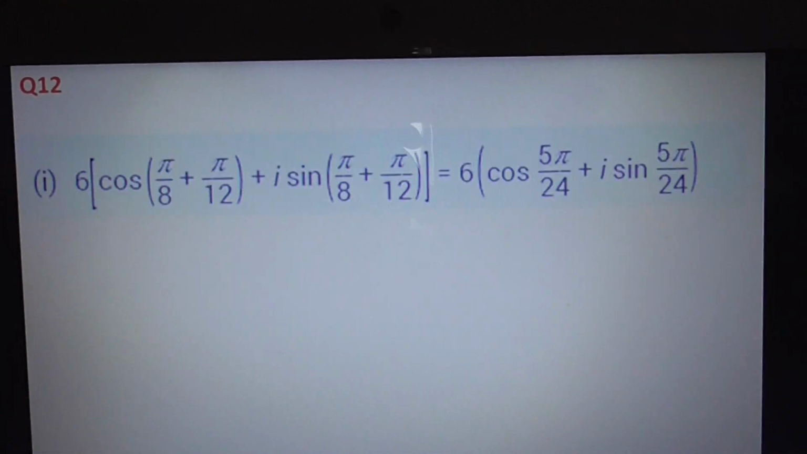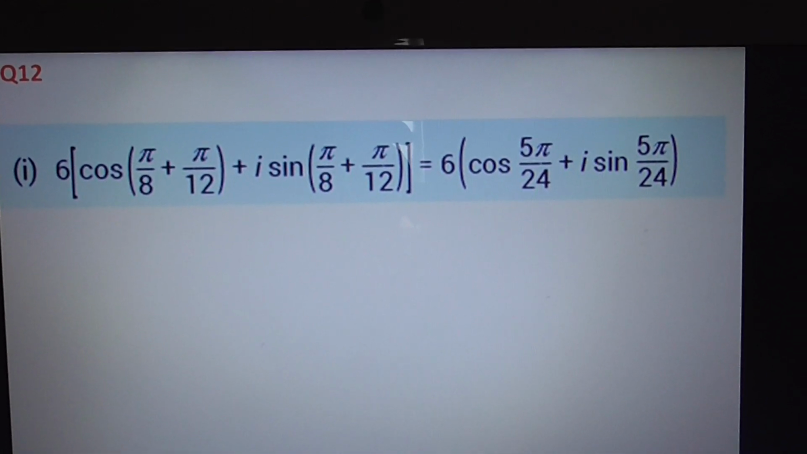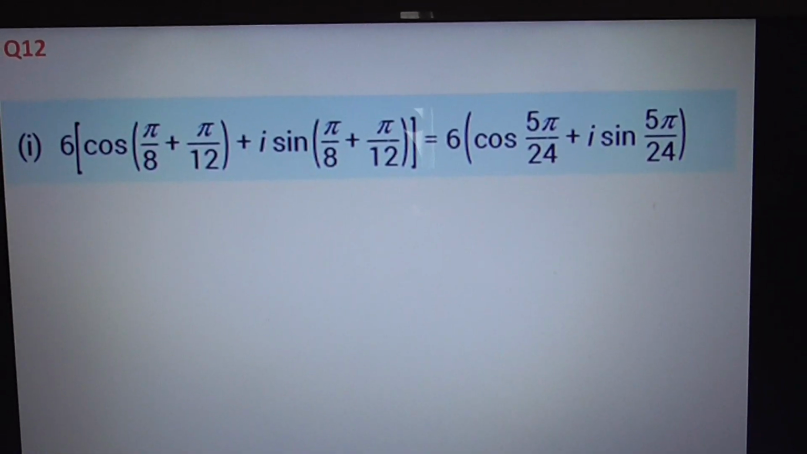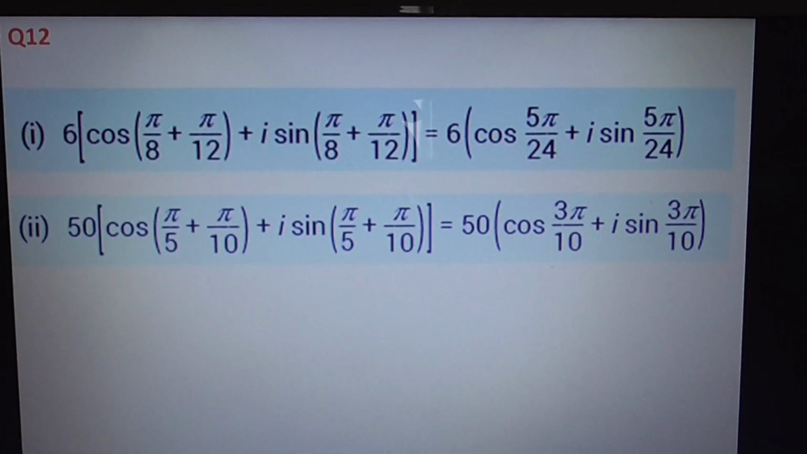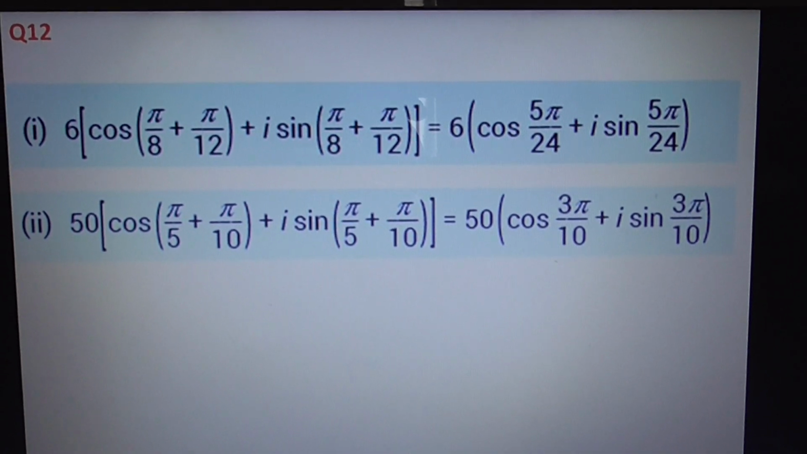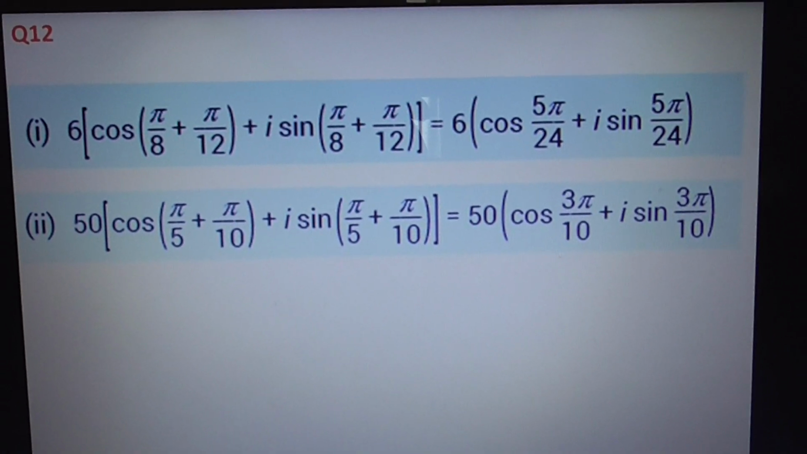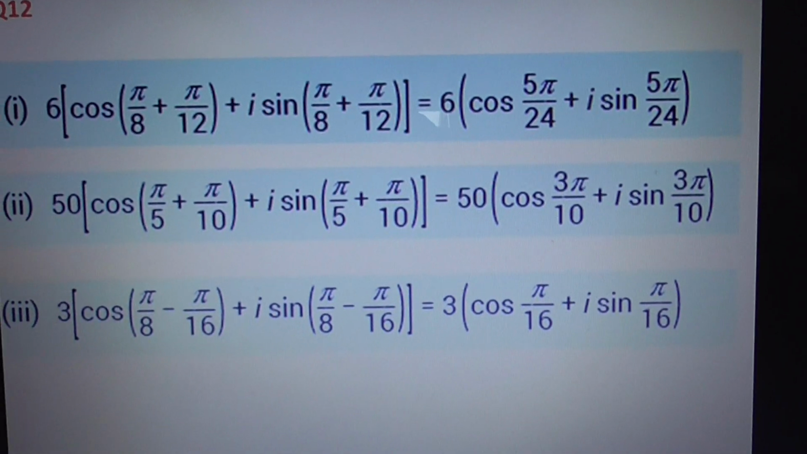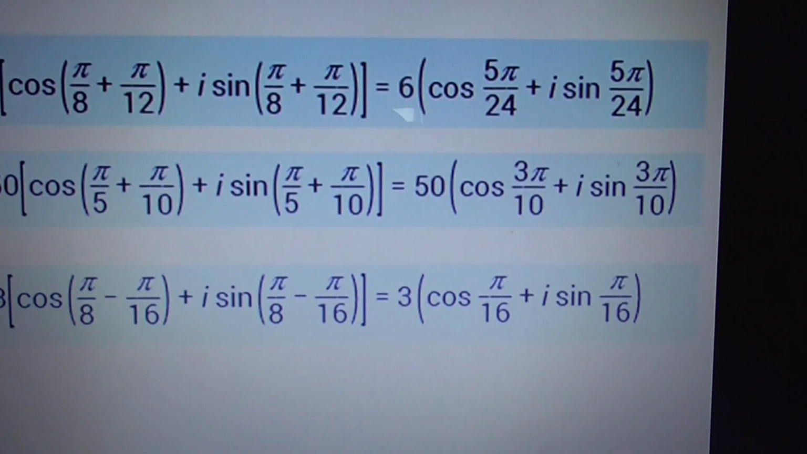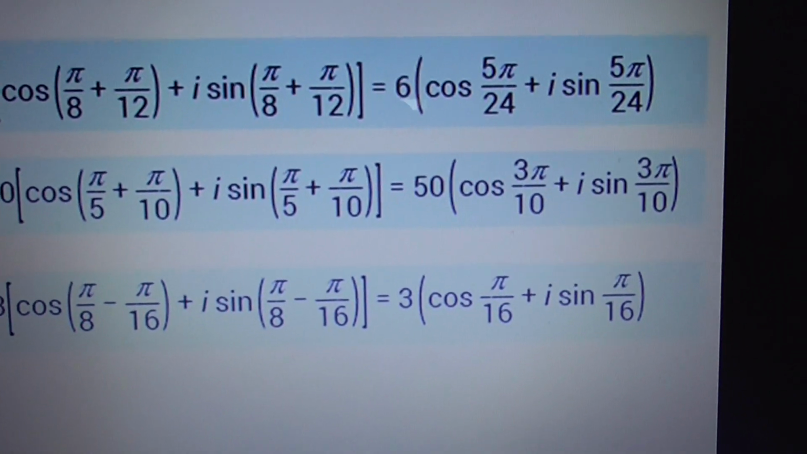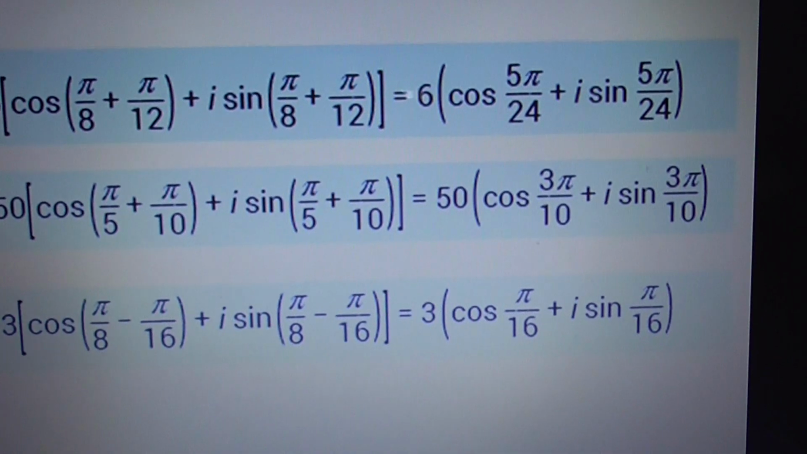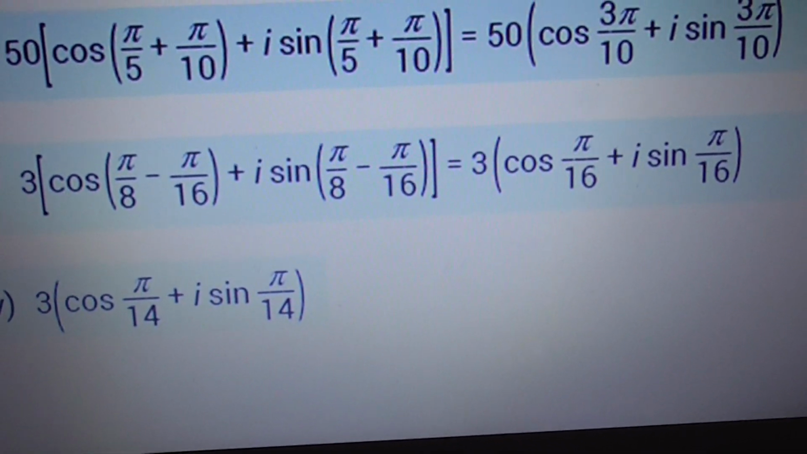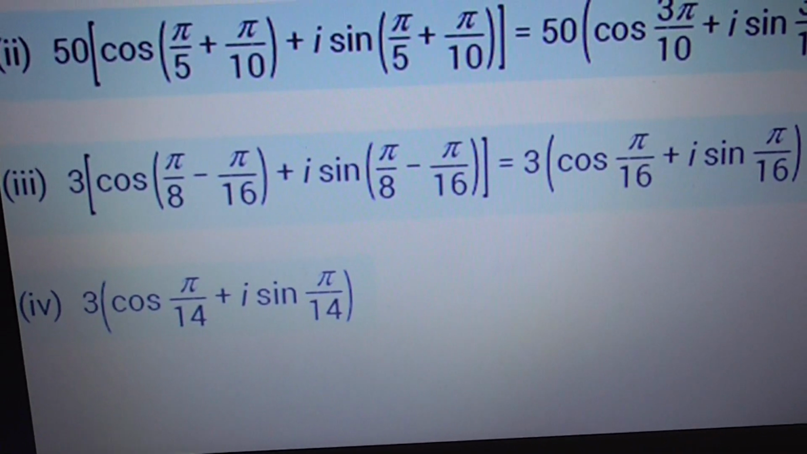Question 12, the first part, you should get out the 6 times the cos of 5 pi over 24 plus i sine 5 pi over 24. Part 2, you should get out 50 times the cos of 3/10 of pi plus i sine 3/10 of pi. Part 3, you should get out 3 times the cos of pi over 16 plus i sine pi over 16. And the last part there, 3 times the cos of pi over 14 plus i sine pi over 14.